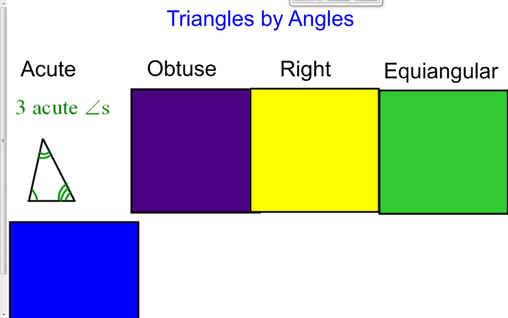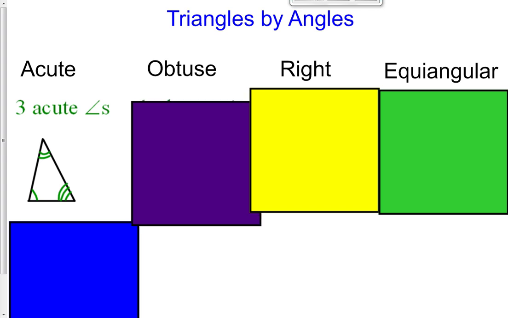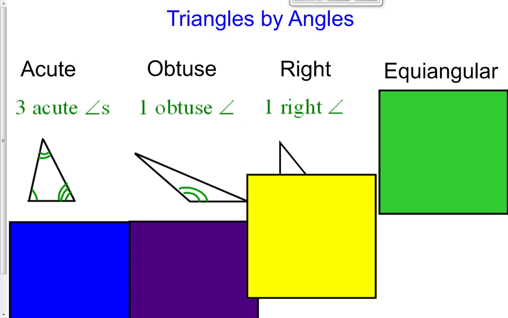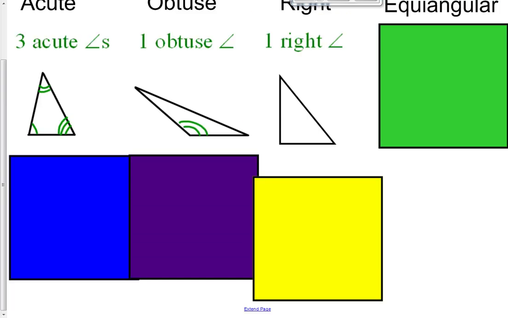Obtuse is where one of the angles, and again in a triangle there are three sides and three angles, one of the angles is obtuse, or greater than 90. It's impossible for two angles to be greater than 90. So an obtuse triangle is when one angle, such as this one right here, is more than 90 degrees. A right angle is where one of the angles is exactly 90 degrees. So in this case, it'd be that one right there.